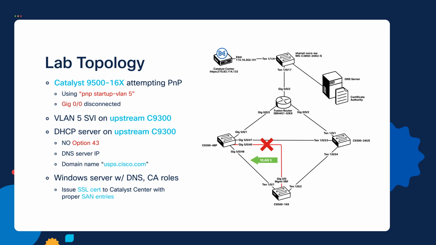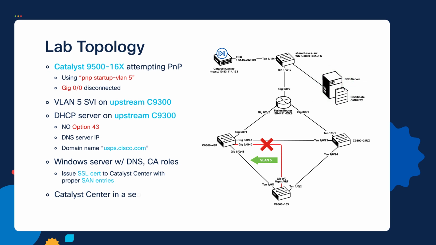For this instance, I had to generate a certificate for our Catalyst Center server instead of using the certificate that's created out of the box, the self-signed certificate. I had to update the SAN entries with the proper DNS hostnames and IPs. I also had to create a DNS record on our DNS server up in the shared network. So we are adding in this DNS Windows server that's also a certificate authority.